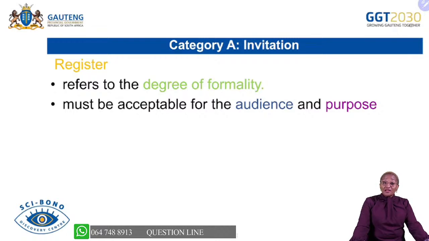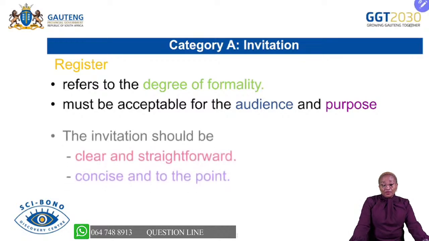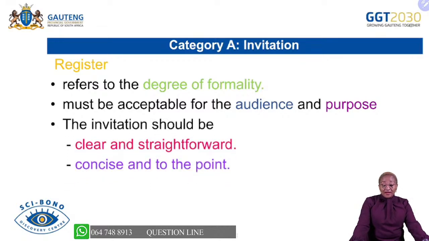So it is very, very important that you understand the reason why you write the invite. And you also need to know your audience. That would, to a larger extent, inform your register. The invitation should be clear and straightforward. It should be concise and to the point. You don't have to write a whole lot of information that is not relevant to the invite. You need to be straight to the point.